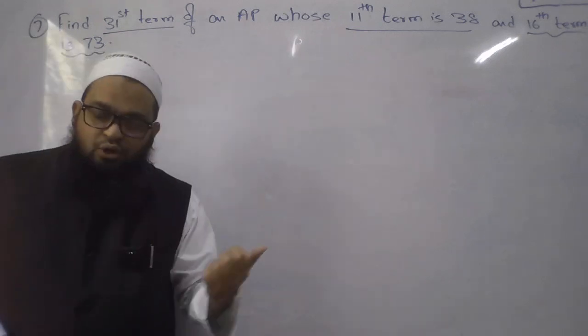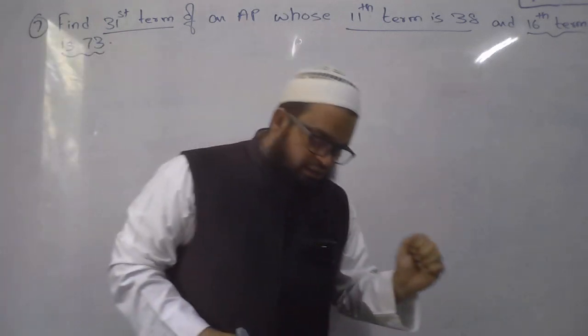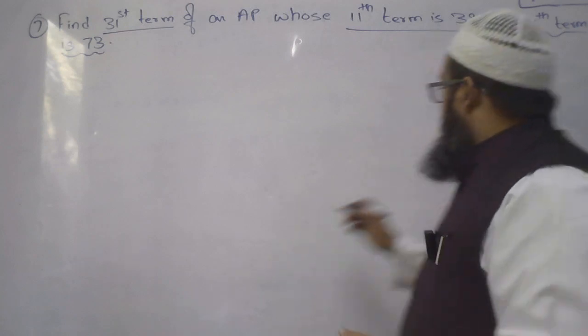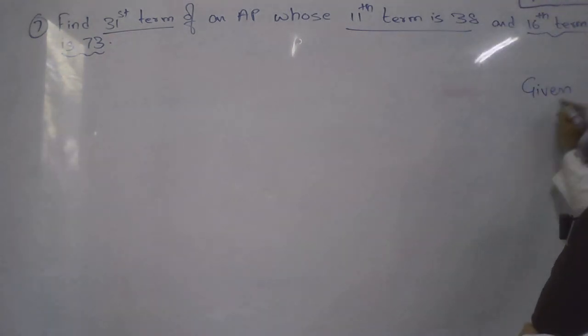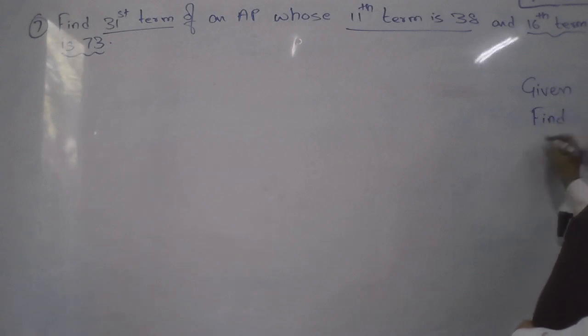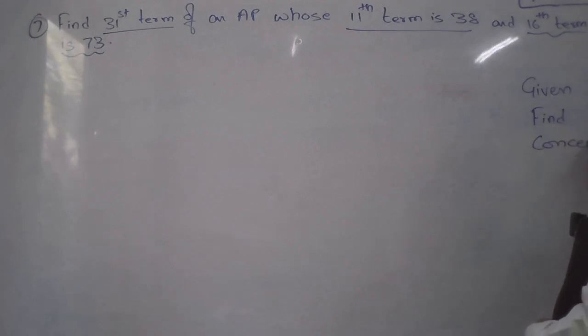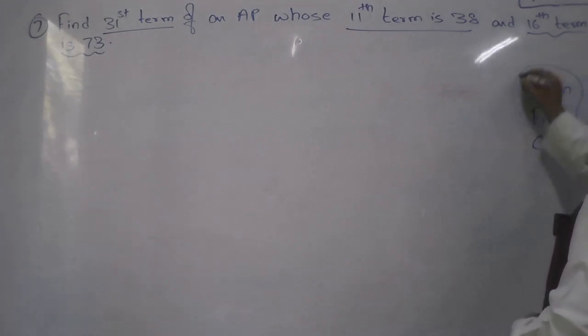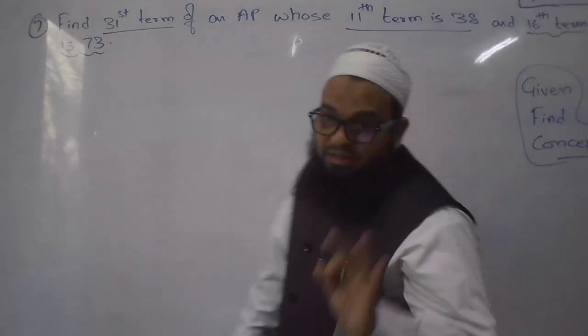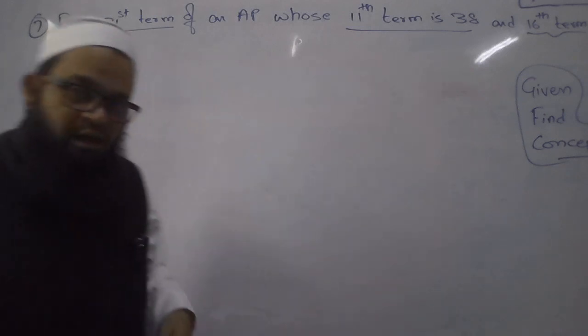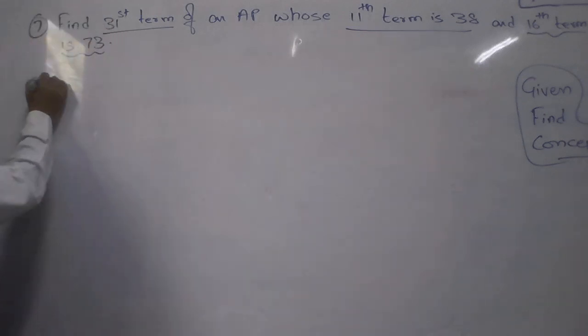I usually tell you the three important things in mathematics whenever you do a problem. The three things are: what is given, what to find, and what is the concept. These three are very important. If you know these three things, you can do any problem.